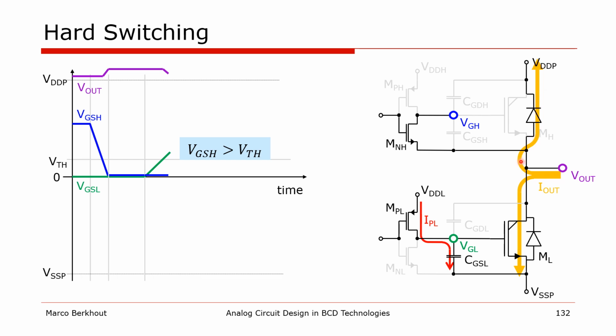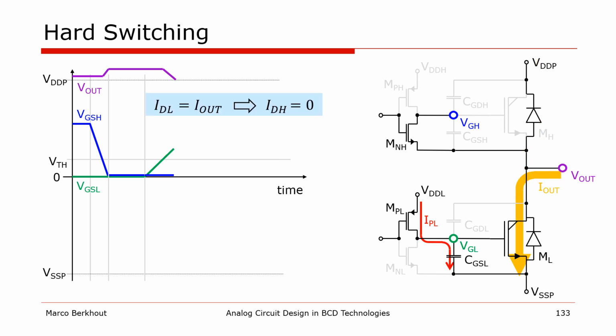We now have the strange situation where current is flowing in both high side and low side power FETs at the same time. Note, however, that this is not a shoot-through current, since these currents have opposite directions. Anyway, the low side gate voltage rises further until the drain current in the low side matches the output current. At this time, the current through the high side body diode is zero.